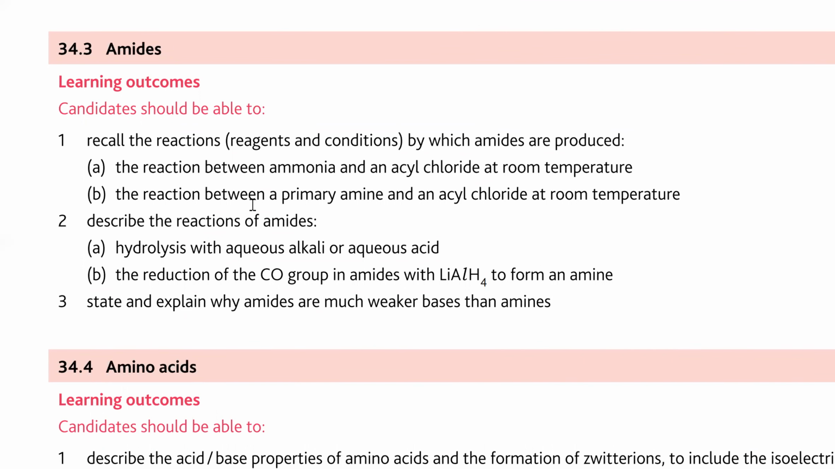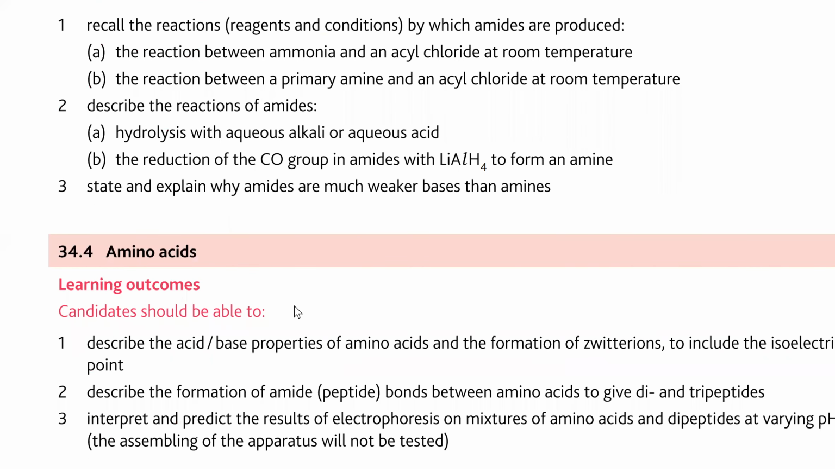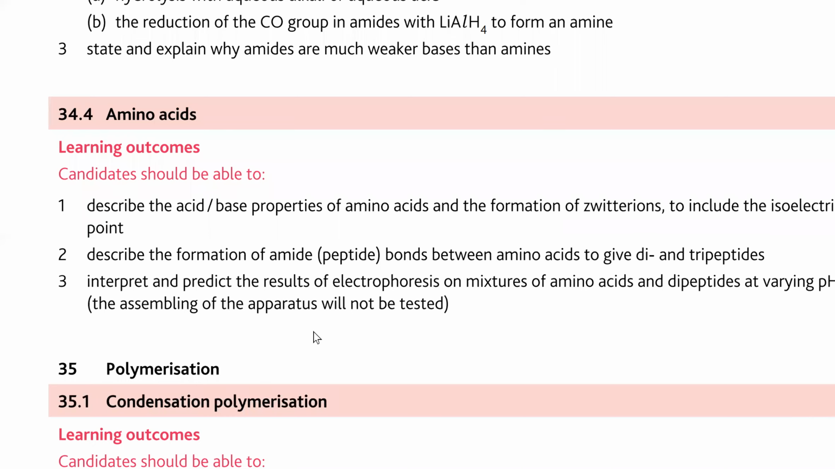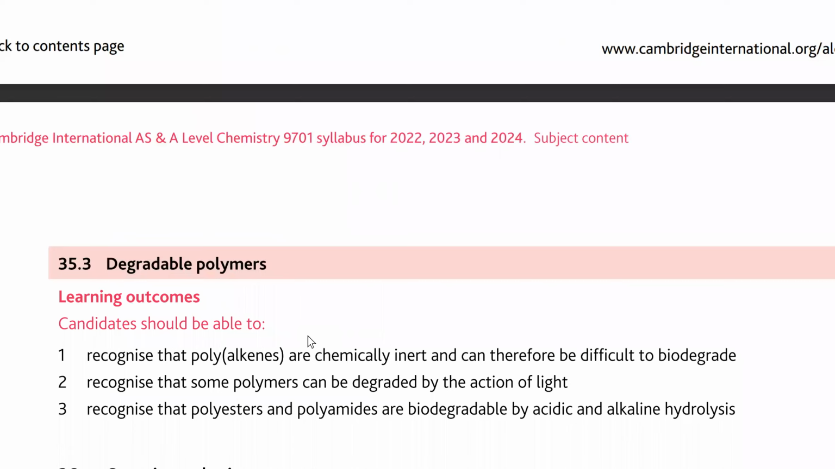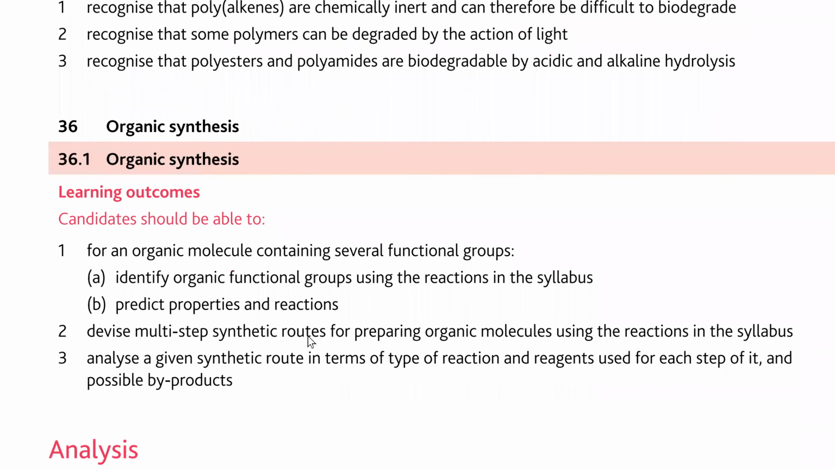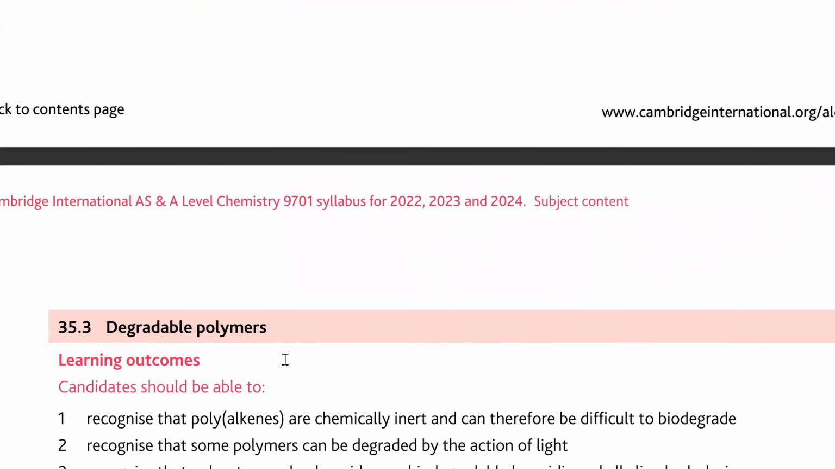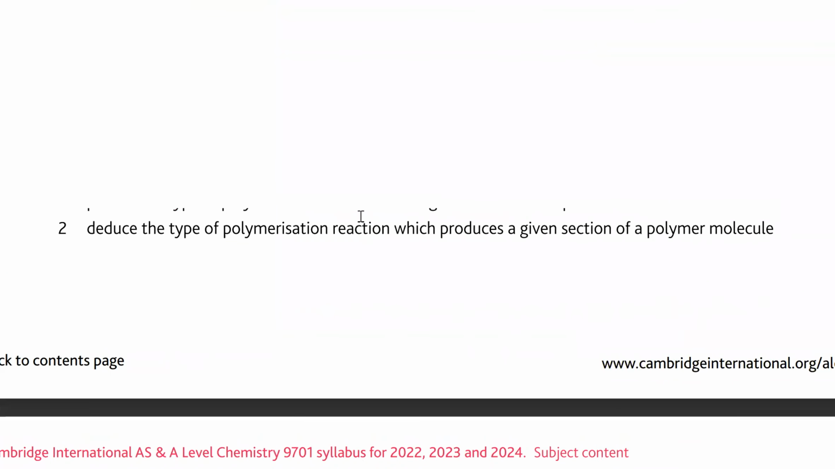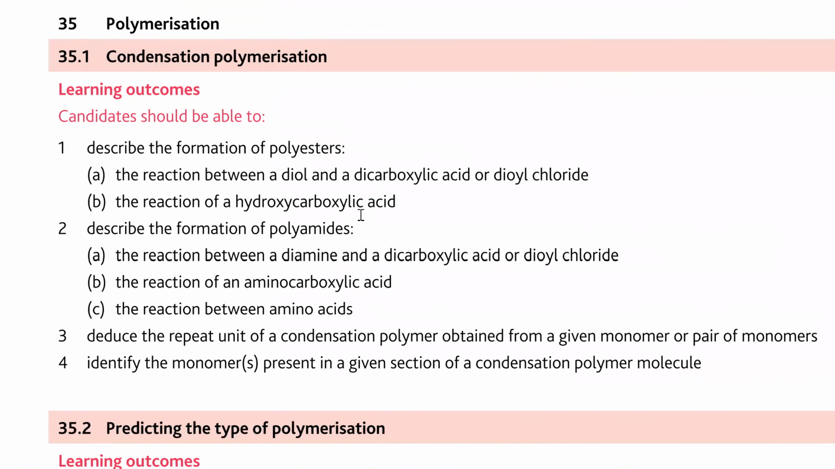So recall the reaction of amides, how they are produced. We'll do that later. Describe the reaction of amides. We did the reduction as well. So amino acids and polymerization, that's the only part that's left. And after that, you'll have analytical techniques. Polymerization is a continuation of your O-levels polymerization: condensation polymerization and proteins.